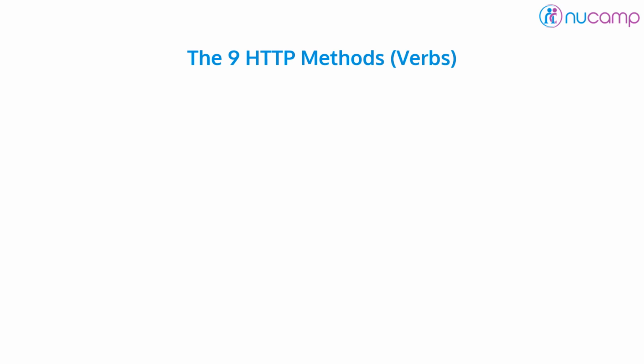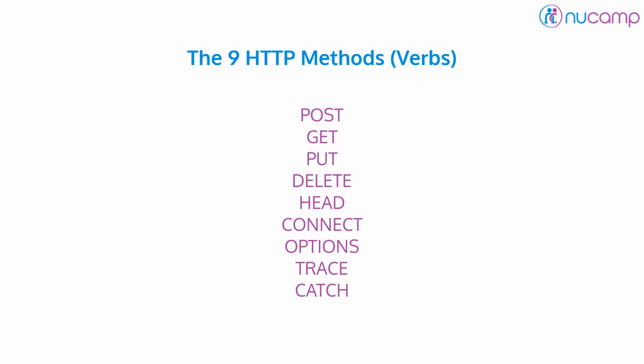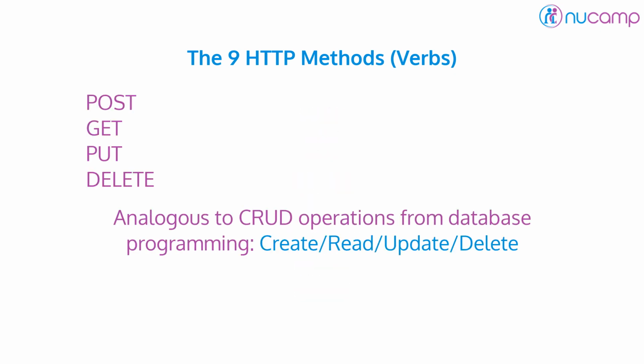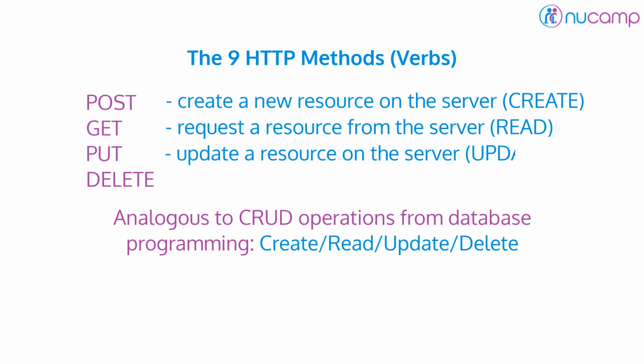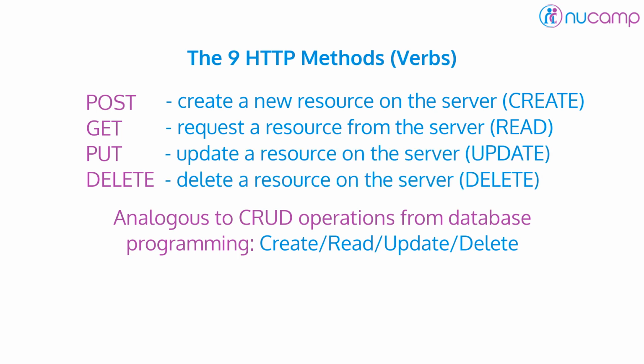RESTful web services are built upon the HTTP protocol and will use the HTTP methods, also known as verbs. There are 9 of them: post, get, put, delete, head, connect, options, trace, and patch. The most often used are post, get, put, and delete. These methods are analogous to what's known in database programming as the CRUD operations: create, read, update, and delete. Post is analogous to create, get is analogous to read, put to update, and delete to, well, you know.